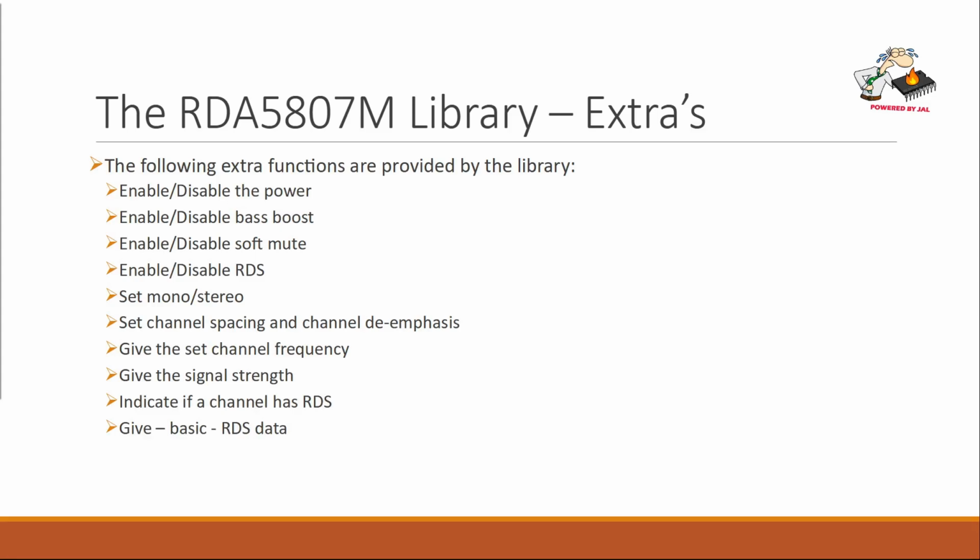There are some extra features that you can use. You can enable and disable the power of the device. There is a bass boost functionality that you can use. You can enable and disable soft mute, and the device is capable of receiving RDS information. You can set the output to stereo or mono, and you can change the channel spacing and channel de-emphasis, which depends on the country where you live. Of course, you can set the channel. You can get the channel frequency to which the device is tuned, and you can get the signal strength. And when an RDS signal is available, you can get some basic RDS data.